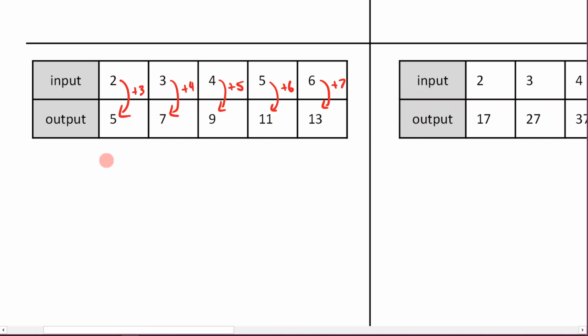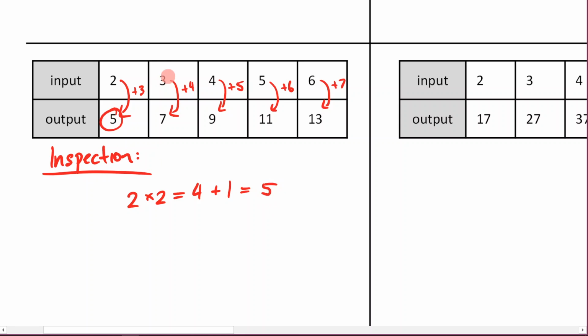What you're going to notice after a while, and this again is through inspection, so I might even write that word down, inspection. This is how we're really doing it. And in my mind, I'm thinking, hey, if I take 2 and I multiply it by 2, that gives me 4. And then if I plus 1 more to it, it gives me 5. And that's my output. So too over here, if I take 3 and I multiply it by 2, that gives me 6. And then if I plus 1 to it, it gives me 7.